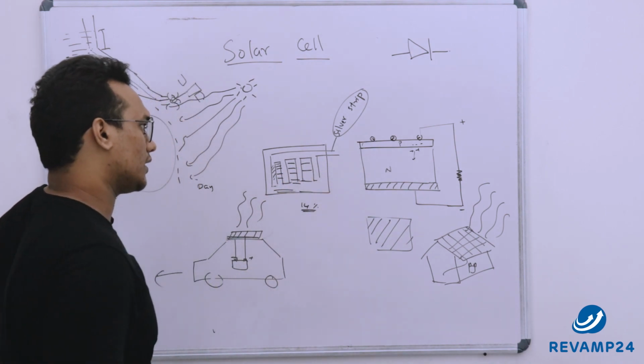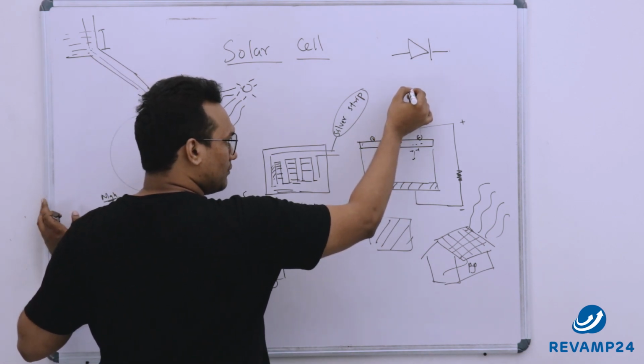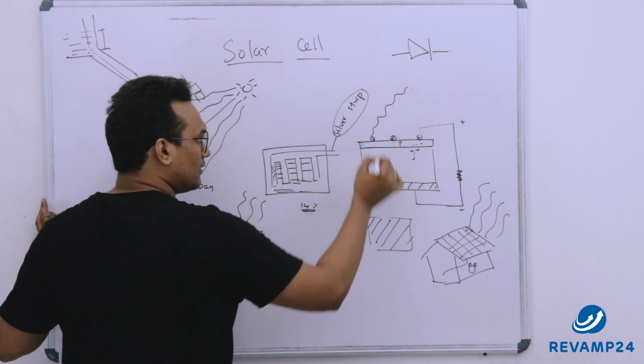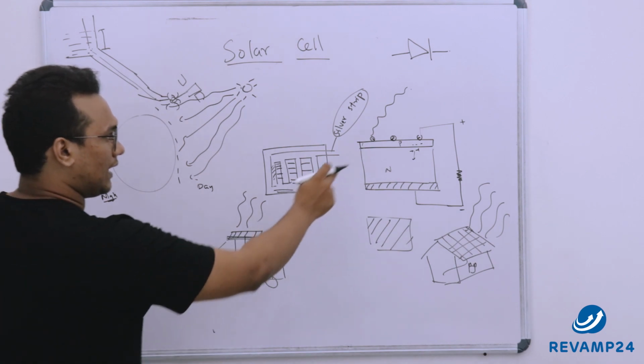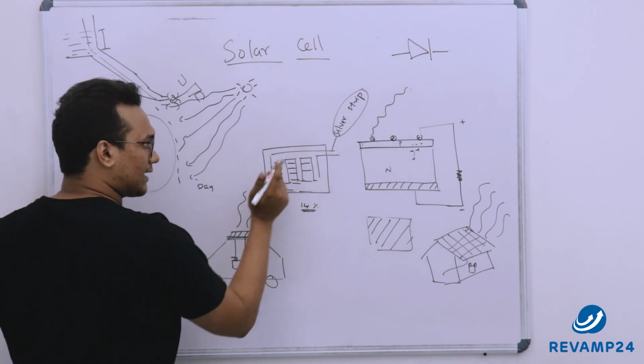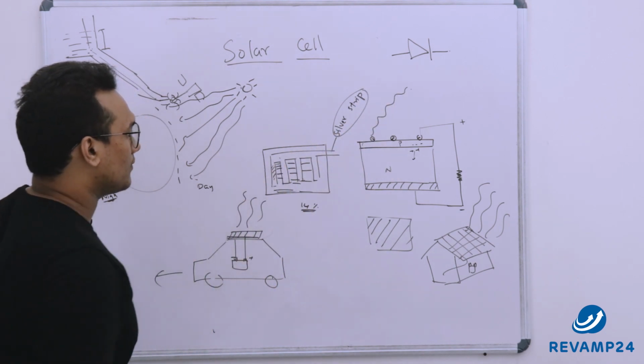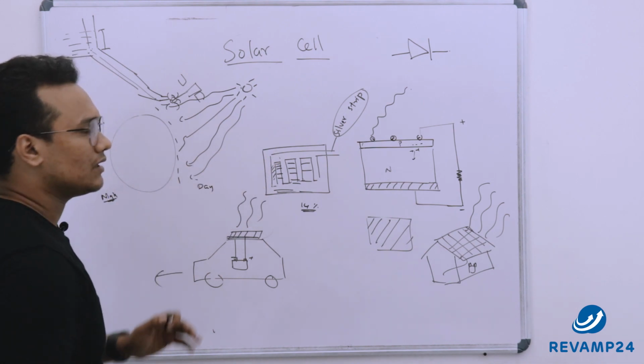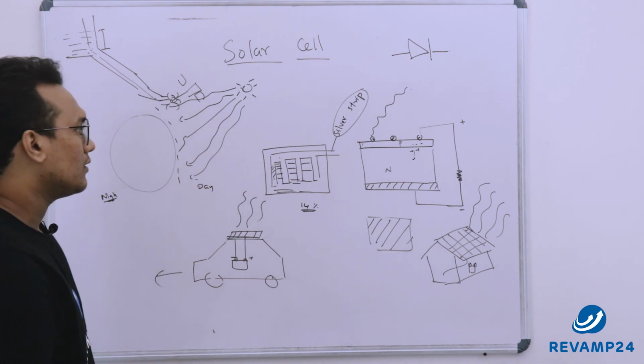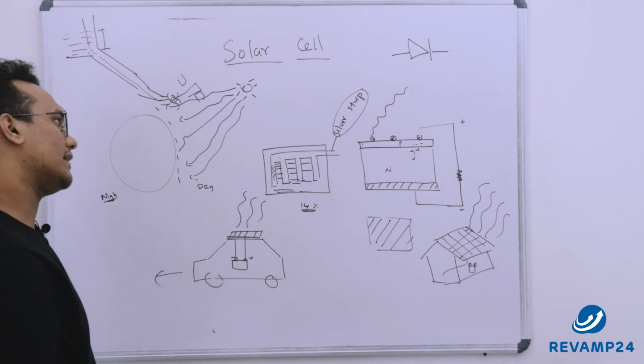Now I'll tell you the working. The light energy will come. If the light radiation is directly hitting these silver strips, then that will not do any energy conversion.